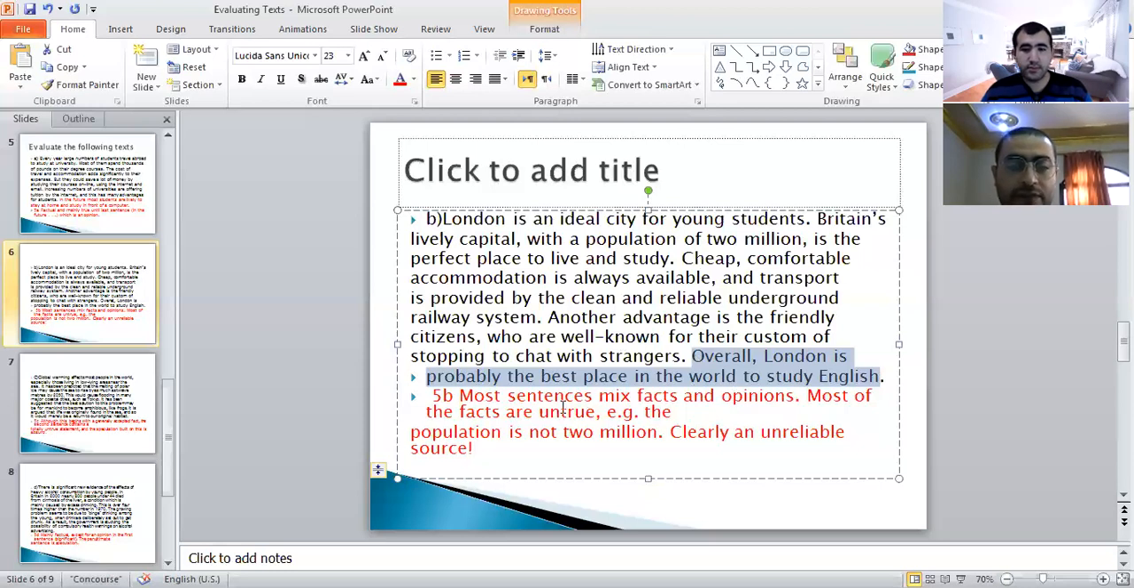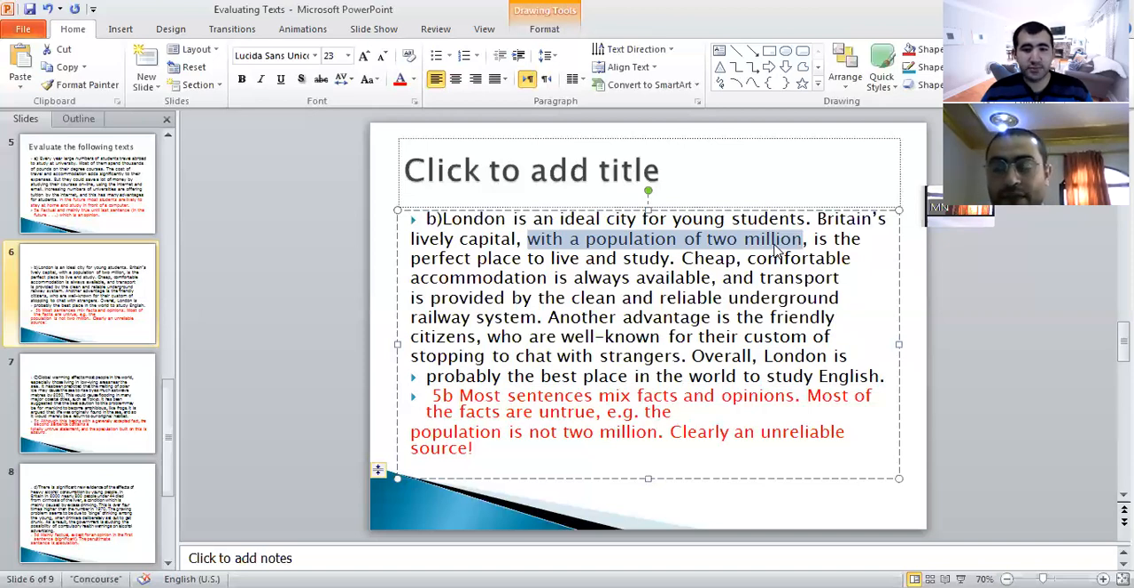Let me look at the answer. Most sentences mix facts and opinions. Most of the facts are untrue. Look at the second sentence, for example. The population is not 2 million. The population of 2 million. It's more than that, of course. It's big. This is a fact, but it's not true.